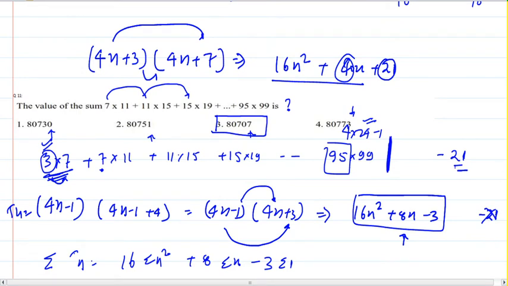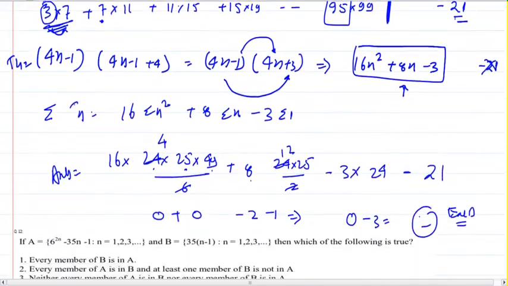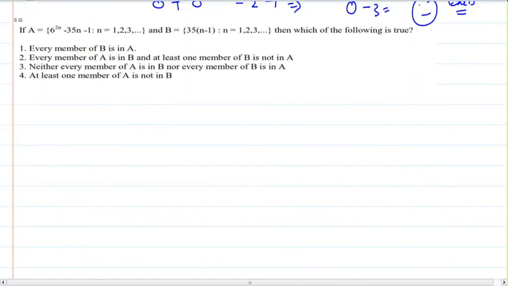Let us try the next problem. A is equal to 6 to the power 2n minus 35n minus 1, where n is equal to 1, 2, 3, and so on and so forth. B is equal to 35n minus 1, where n is equal to 1, 2, 3, and so on and so forth. Which of the following is true?